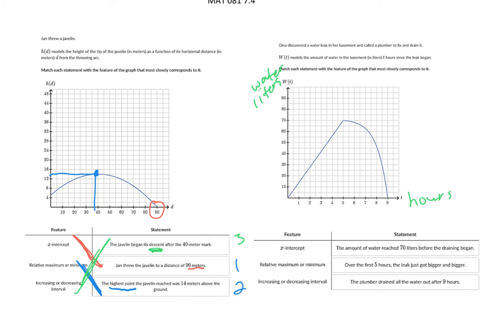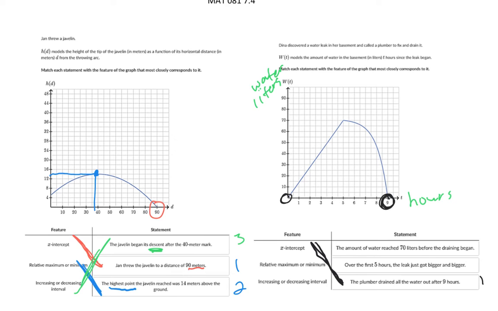So the x-intercept. We technically have 2 x-intercepts this time. It started with 0. She had no water in her basement before the leak began, and she had water in her basement until 9 hours in. So we see the time is 9 there on the x-intercept. I'm going to pick the only one that mentions 9. So the x-intercept should match up to this one: the plumber drained all the water out after 9 hours.